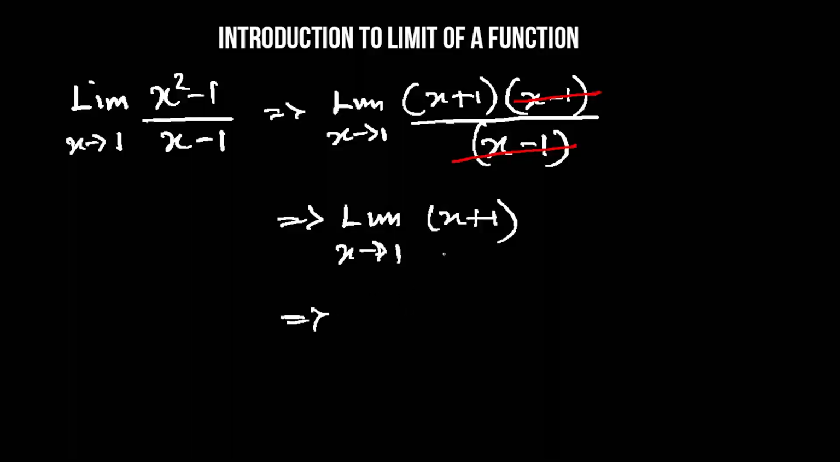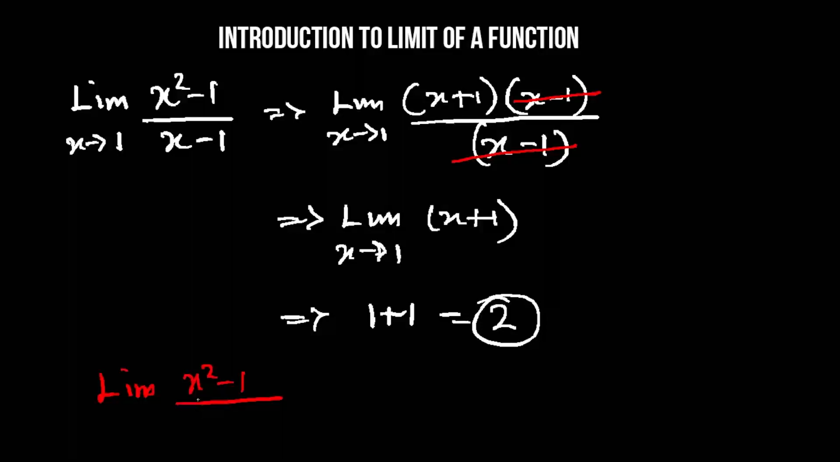Now, what's the next thing to do? The next thing to do is to plug in the value of x into this function, then we see the value we are going to have. So when you plug the value of x here, you have 1 plus 1, which equals 2. And that tells you that the limit of x squared minus 1 divided by x minus 1 as x tends to 1 is equal to 2. Do you see how we solve this now?